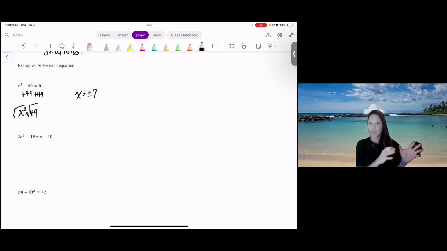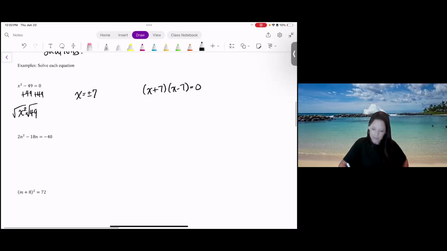If you had factored, you would actually see the two solutions. If you had x plus 7 and x minus 7 equal to 0, that means that x plus 7 equals 0, x minus 7 equals 0, and x is equal to negative 7 and positive 7. That's where the 2 roots come from.